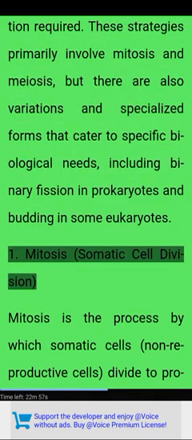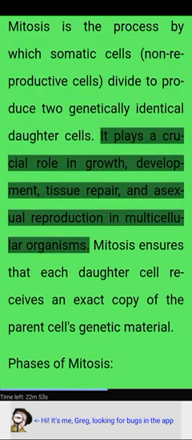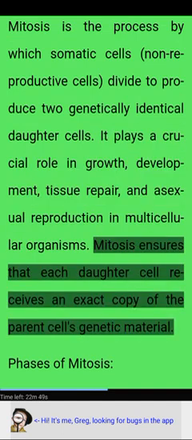1. Mitosis. Somatic cell division. Mitosis is the process by which somatic cells, non-reproductive cells, divide to produce two genetically identical daughter cells. It plays a crucial role in growth, development, tissue repair, and asexual reproduction in multicellular organisms. Mitosis ensures that each daughter cell receives an exact copy of the parent cell's genetic material.